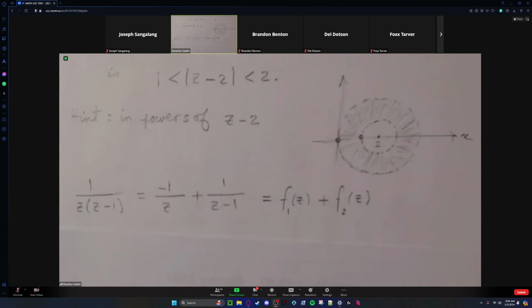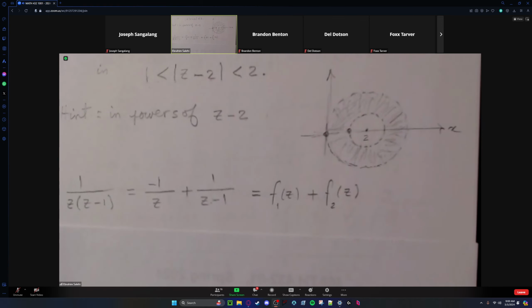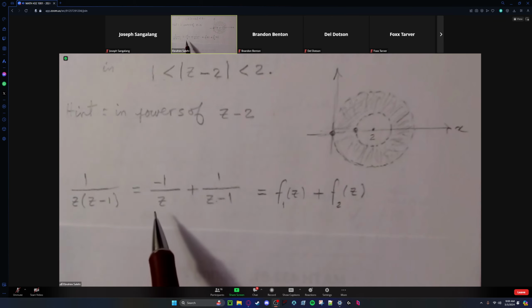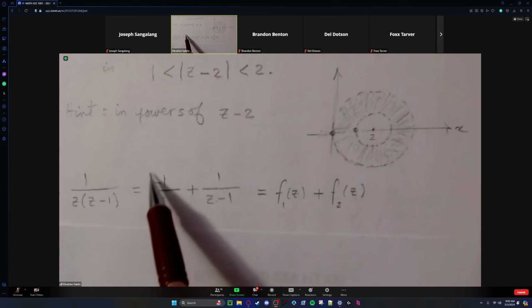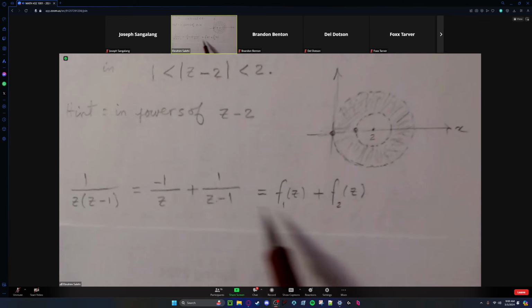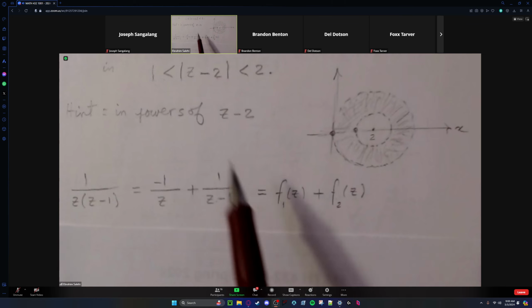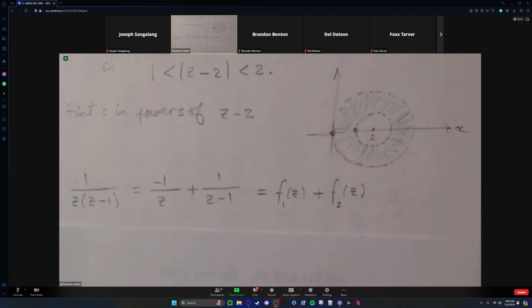Those of you who have forgotten partial fraction, of course, you can go ahead and review how to do partial fraction. So this is the function. It has two parts, this plus this. I'm calling this one f1, this one f2. Each one of these, f1 and f2, we want to write in powers of z minus 2. And of course, we will use geometric series.